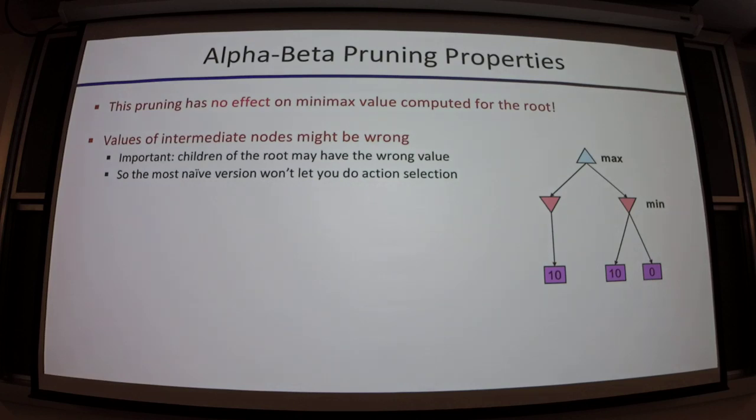So some really important properties of alpha beta pruning. This has zero effect on the value computed at the root. But the values at intermediate nodes might be wrong. And in fact, the children of the root themselves might be wrong. So in the most naive version, alpha beta won't allow you to even select an action from the root. So you start having to be a little careful. There are ways to do this, and that's to keep track of which was the first child to provide you with a value, and always take the first one, that's the relevant one. If you get nodes that are tied, for instance.